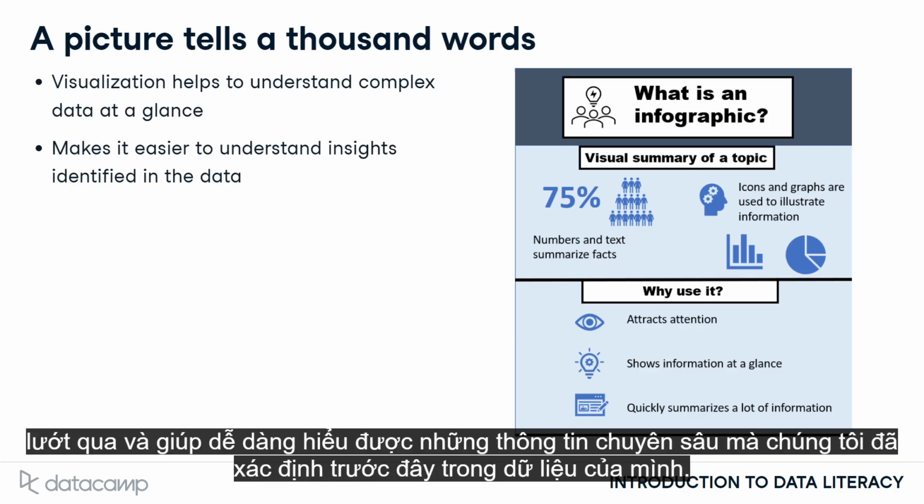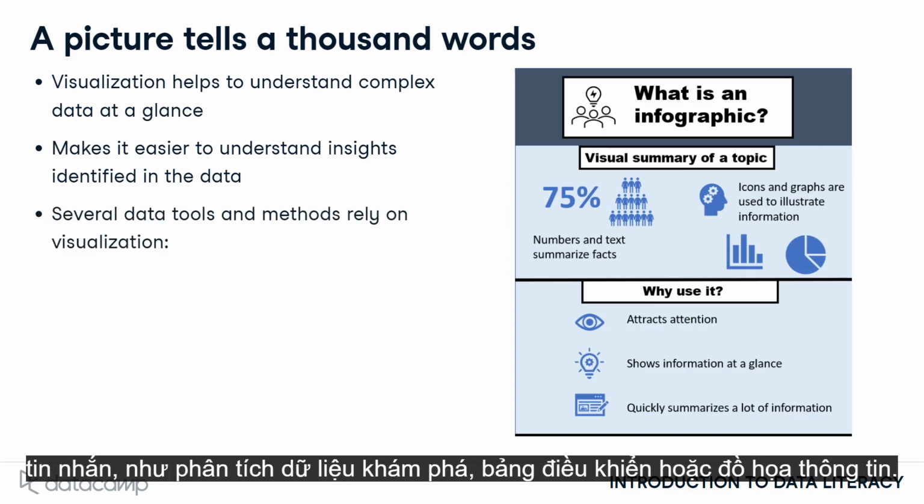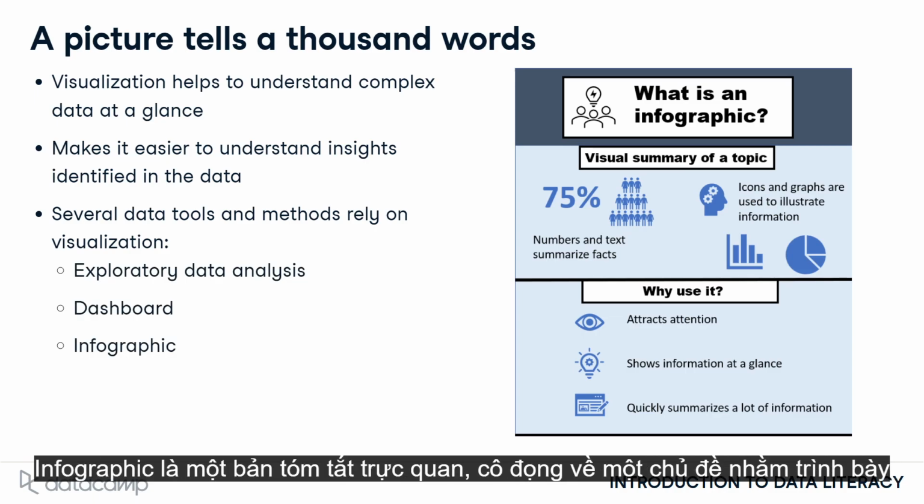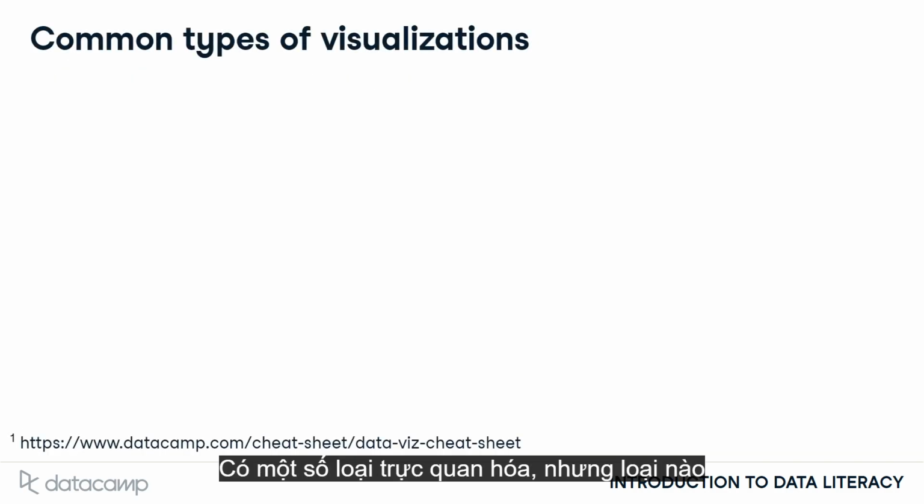in our data. Many data tools and methods rely on visualizations to convey their message, like exploratory data analysis, dashboards, or infographics. An infographic is a visual, condensed summary of a topic intended to present information quickly and clearly, like the infographic about infographics on the slide. There are several types of visualizations, but which one you need comes down to the point you're trying to get across. We'll discuss some of the common types.